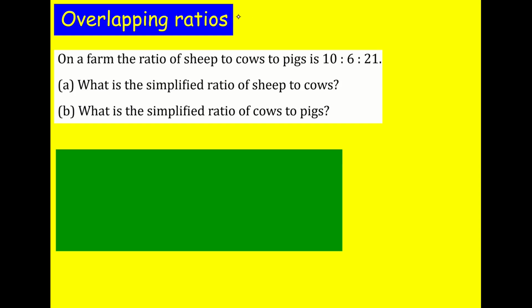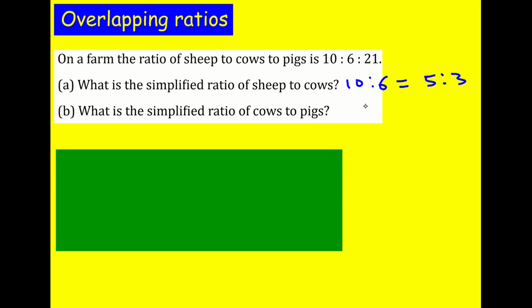Today we're going to look at overlapping ratios, but before I tell you what overlapping ratios is, I'd like you to try this little starter question that's going to link into today's topic. So pause the video and have a go. Okay, I've got three things that I'm comparing, but I can instead just compare two. There's nothing wrong with that. And sheep to cows is going to be 10 to 6, which then simplifies to 5 to 3.